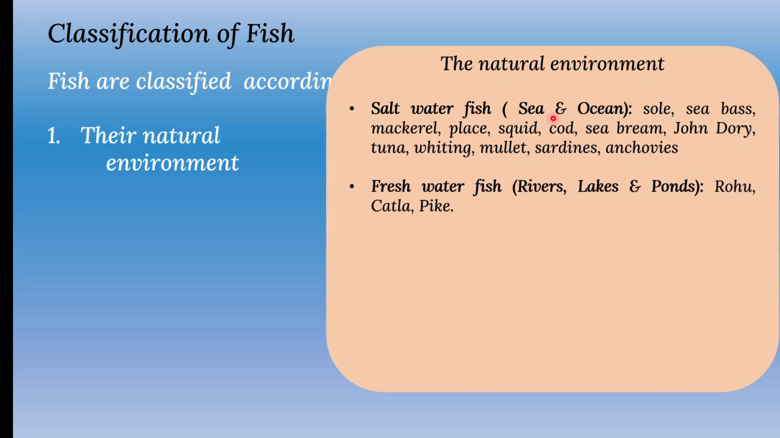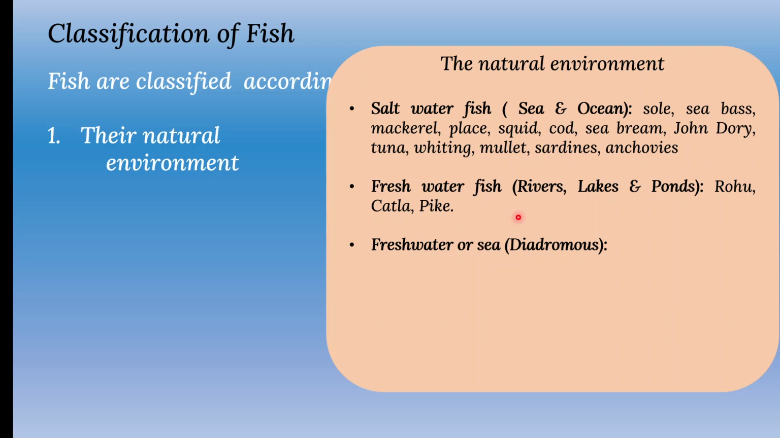Another habitat is freshwater fish. Freshwater means rivers, lakes, and ponds. Great examples are rohu, katla, pike, etc. And there are plenty of other examples as well.